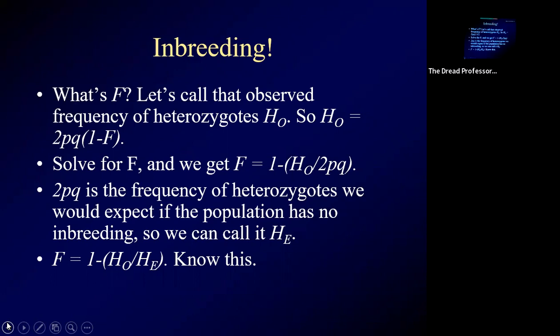So, wait, F is going to be positive? Yes. I mean, it could be 0. If there's no inbreeding going on at all, then F will be 0. If there is inbreeding, F will be positive. No, wait. If you have more heterozygotes than you would expect, then HO over HE would be greater than 1. And yeah, you can actually get a negative F. Okay, I take that back. You can get a negative F sometimes, but it doesn't mean that it's inbreeding.